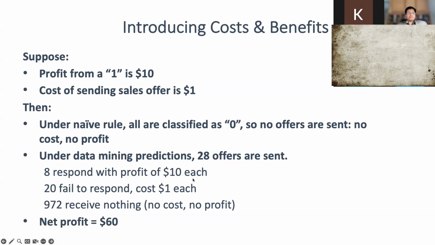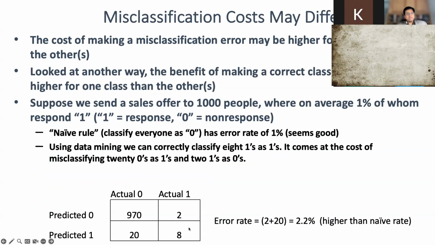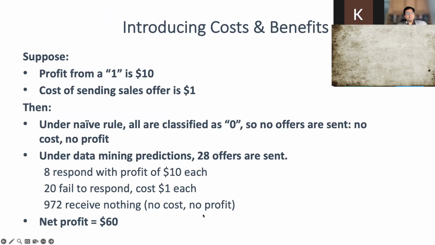So there's a profit of $10 each. So $80 will be the profit. And 20 of them will not respond. We are spending $1 each. So we end up spending $20 on these, right? So $80 from these 8 people and $20 spent on these with no advantage. So overall, there is a positive outcome, a net profit of $60.